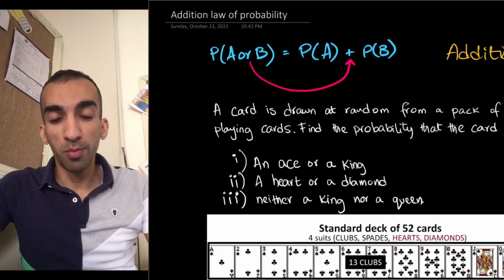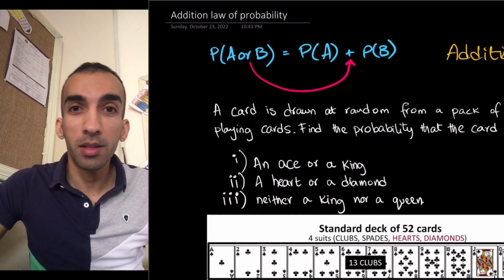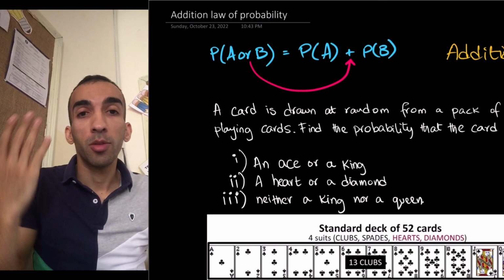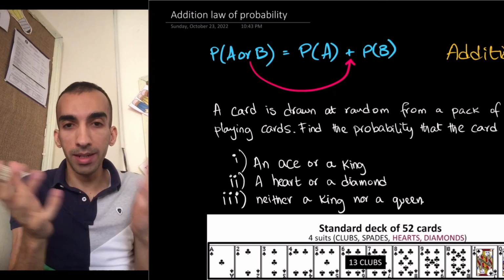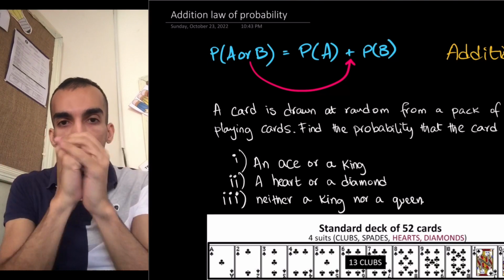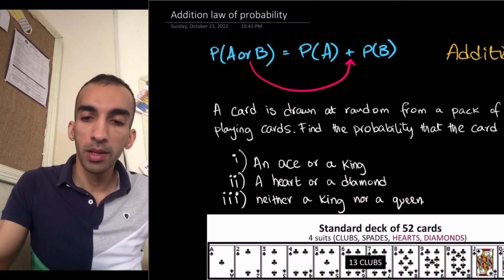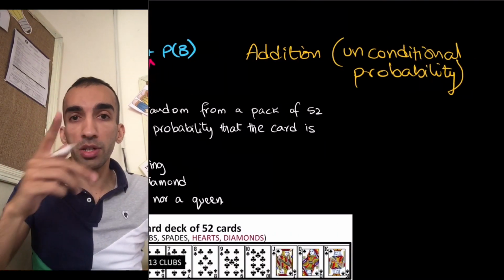Third part of the series on probability, this is the addition law of probability. What does it state? The probability of an event A or an event B is, in mathematical terms, the probability of the first event plus the probability of the second event. So this is called unconditional probability.